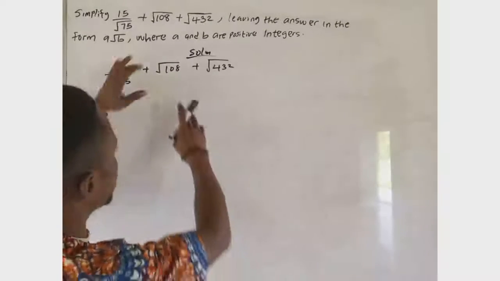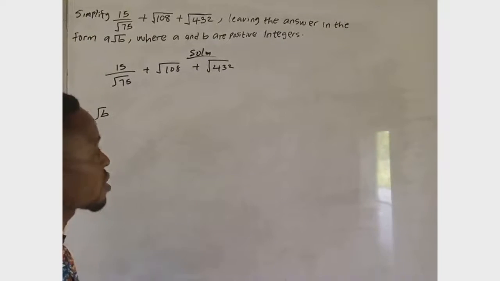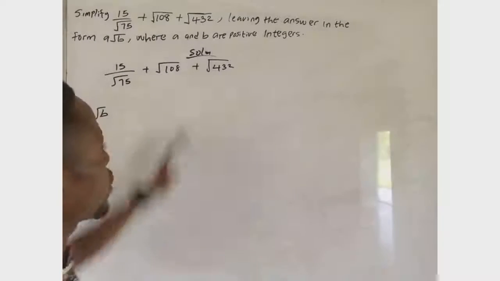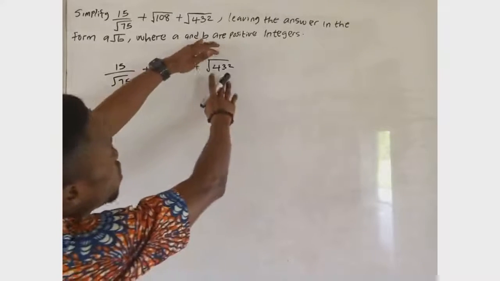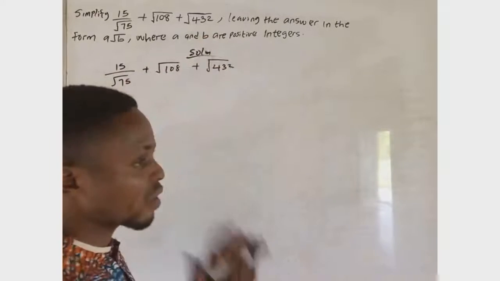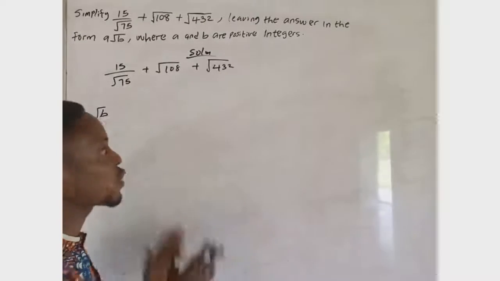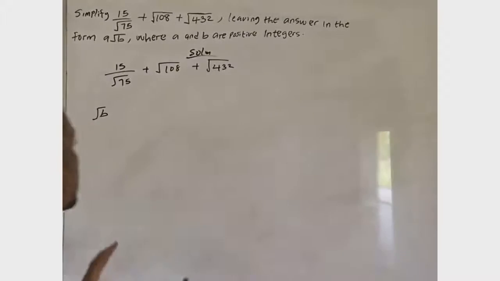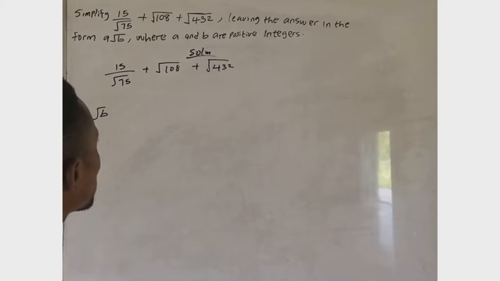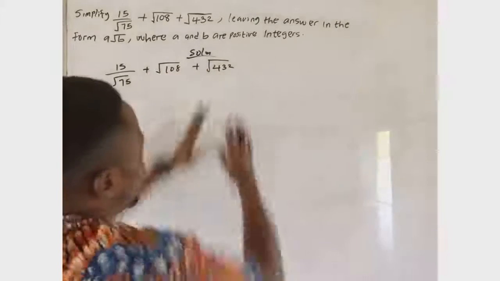The same goes for 108: after finding its factors, part of it gives a perfect square, so it is not in basic form of surd. The same goes for root 432. So to express each as basic form of surd, you expand each one into two parts.